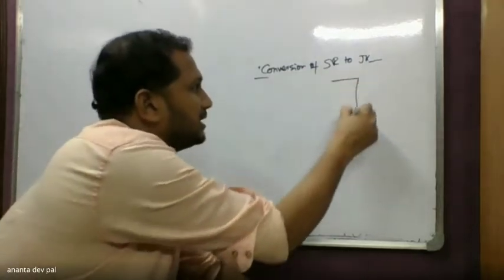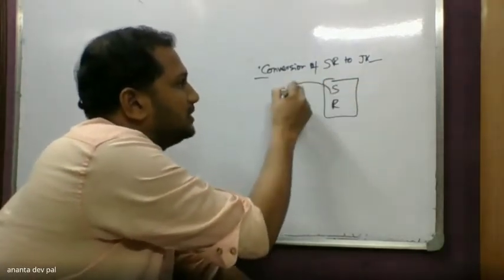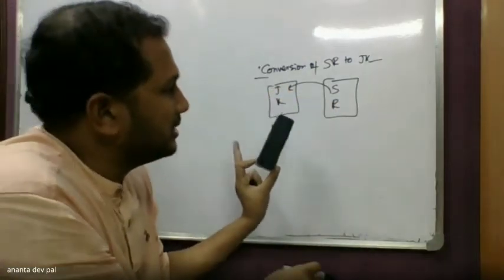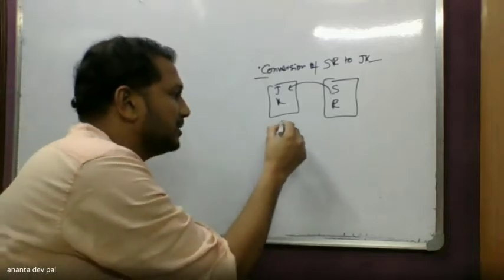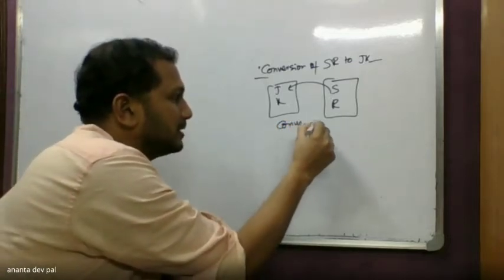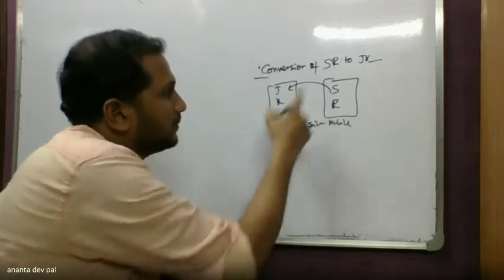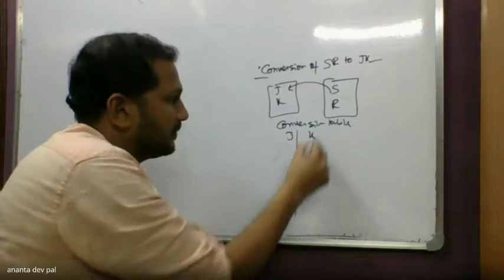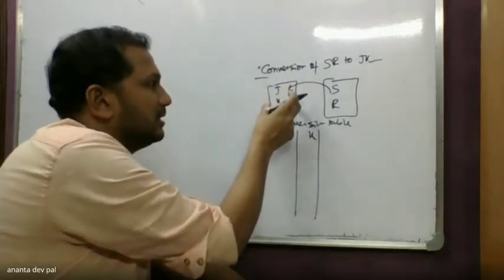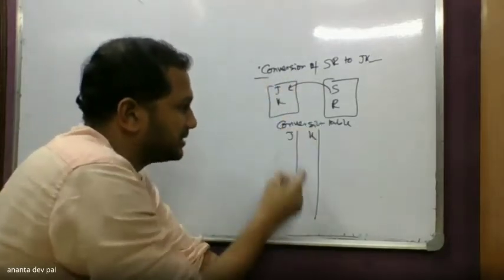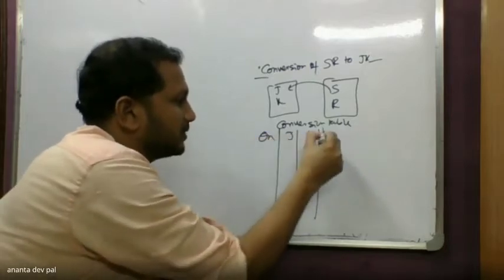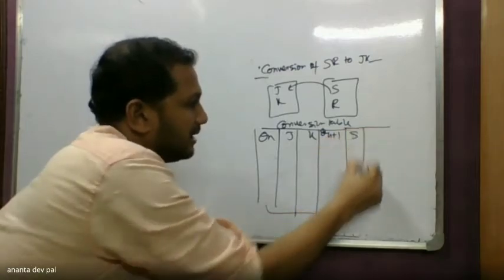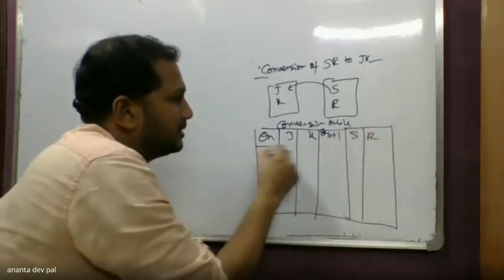SR to JK. So SR is the old flip-flop and JK is the new flip-flop. This is the basic diagram through which we can design the further table. This is the conversion table from SR to JK. As JK is on the left hand side, we have to write the JK first, then Qn and Qn plus 1, present state and next state, and finally the SR for excitation input. So this is the truth table.